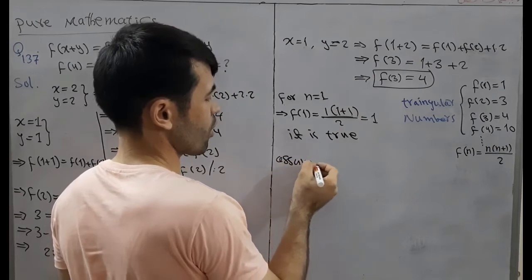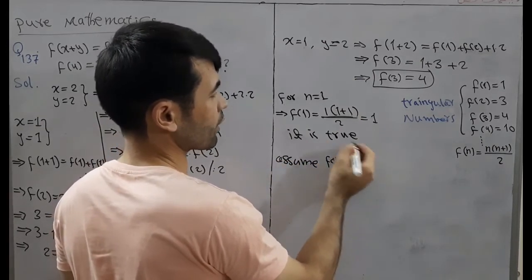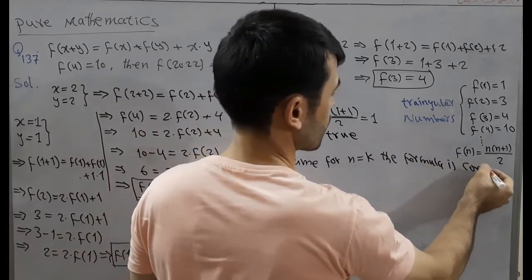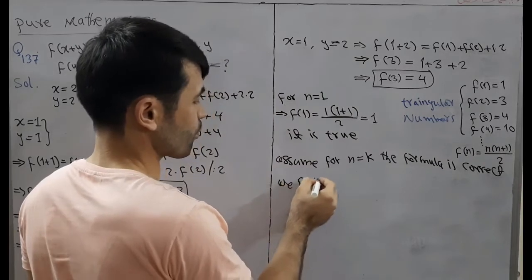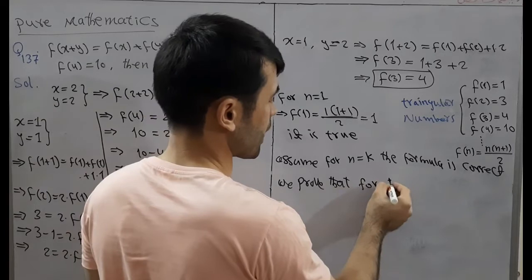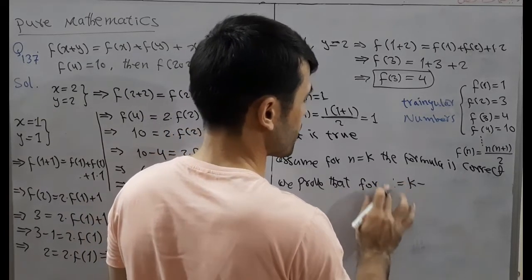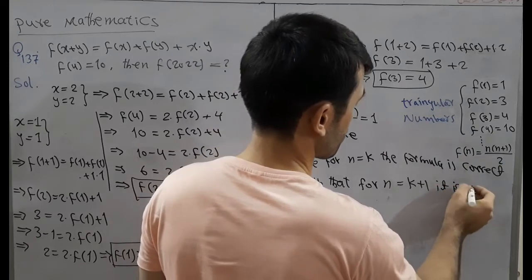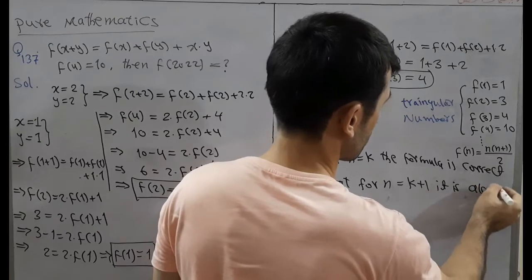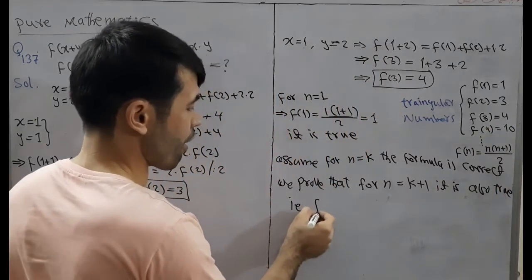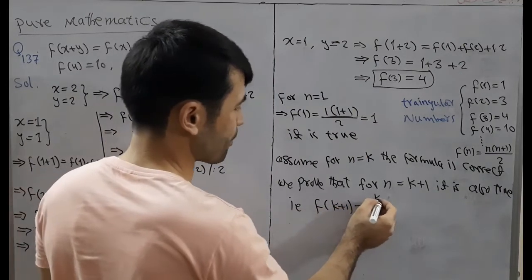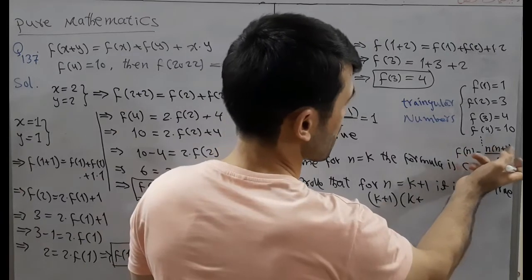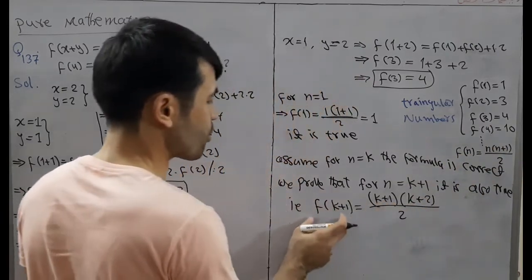Assume that for n is equal to k, the formula is correct. We prove that for n is equal to k plus 1, it is also true. That is, f of k plus 1 is equal to k plus 1 into k plus 1 plus 1 divided by 2, instead of n we put k plus 1. Actually, we prove this formula.